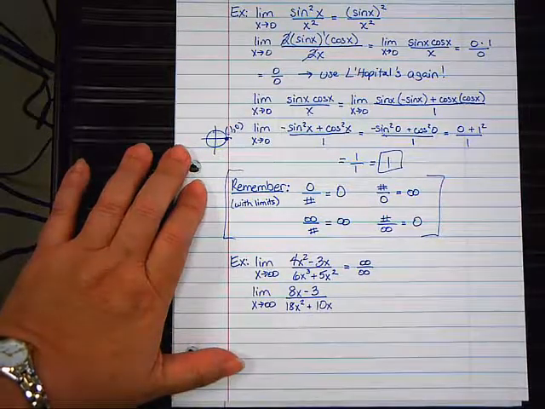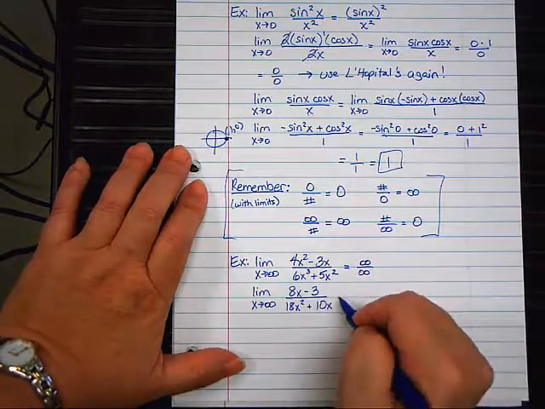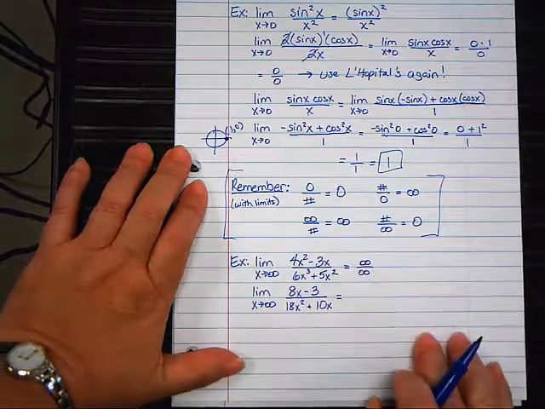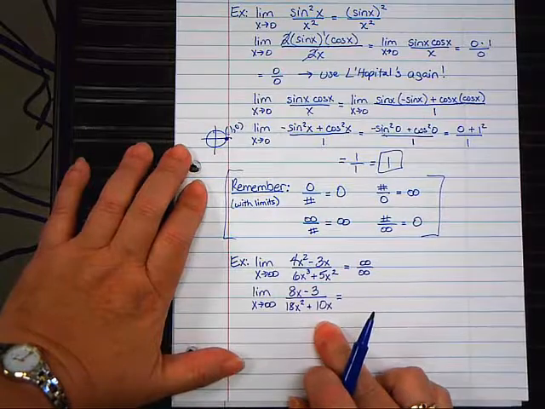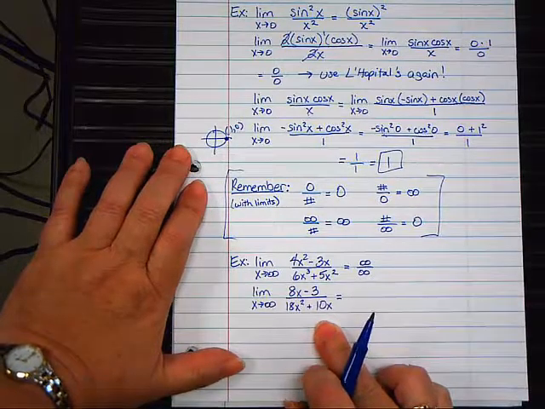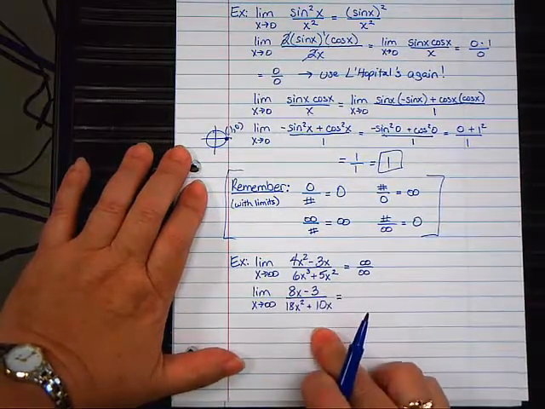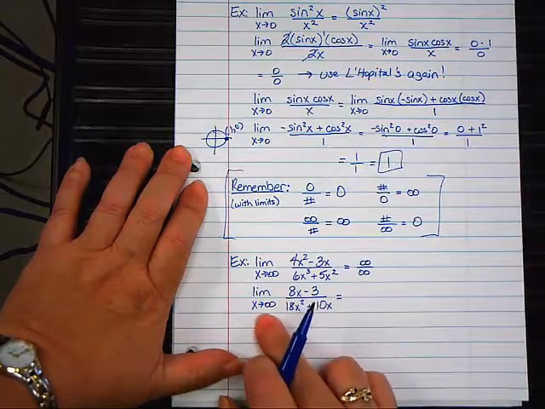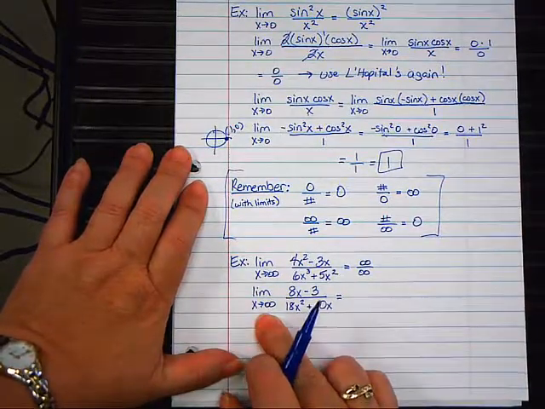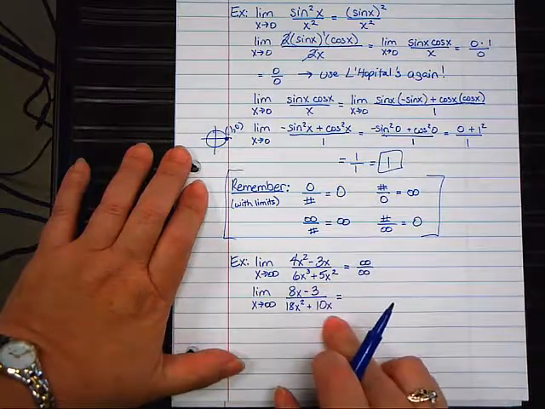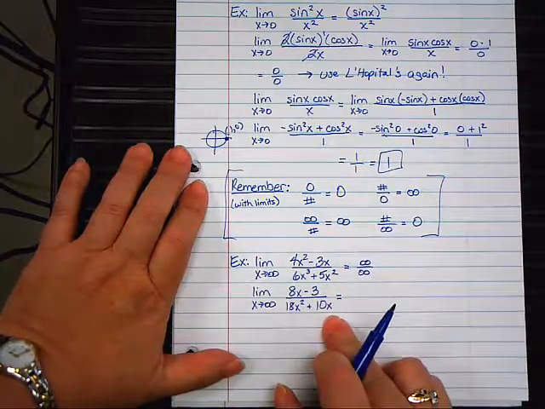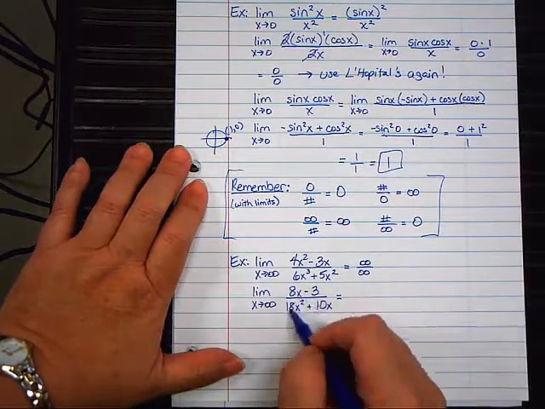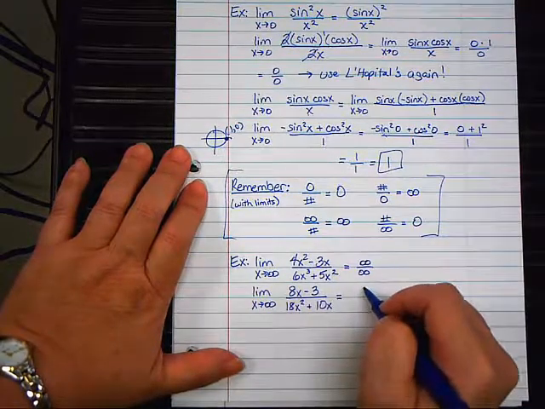Okay? Now, as long as you have x's, either top or bottom, it's still going to be infinity over infinity. I don't care if you still have a 3 sitting there. It's still going to be infinity over infinity. You have to do L'Hopital's on these over and over again until either the numerator or the denominator comes out to be a constant. That's when you stop. Okay? So this one's not done. I still have x's left, so we're going to do it again.